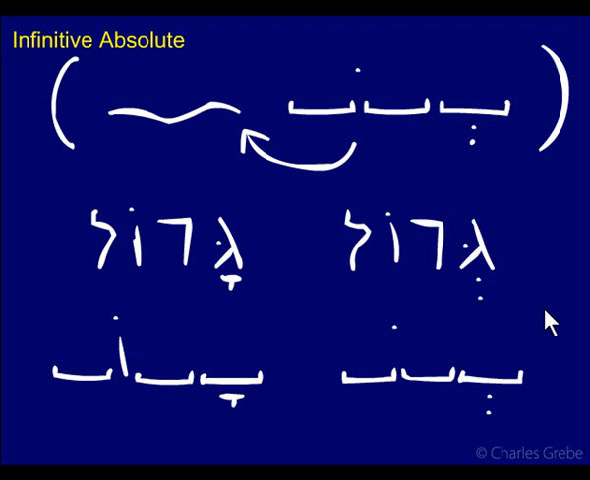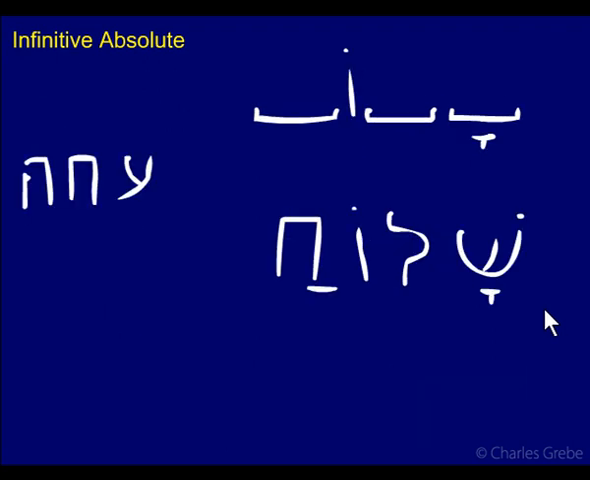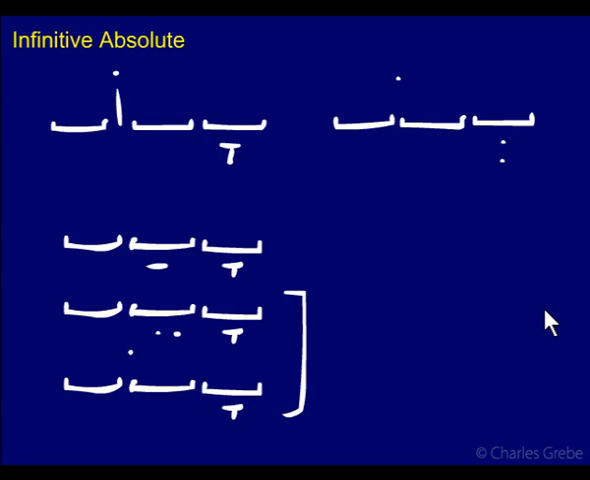Anyway, if all this is confusing to you, just forget it. Pay attention to this here. Let's go back to this page here. These are the two things you need to know. Infinitive construct, qamets, holem, and infinitive absolute, qamets, with a full holem vav generally, sometimes written defectively with just the holem.